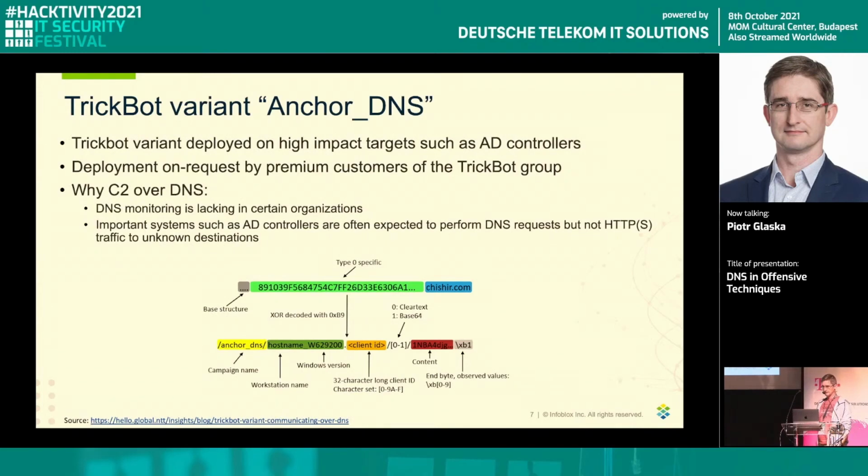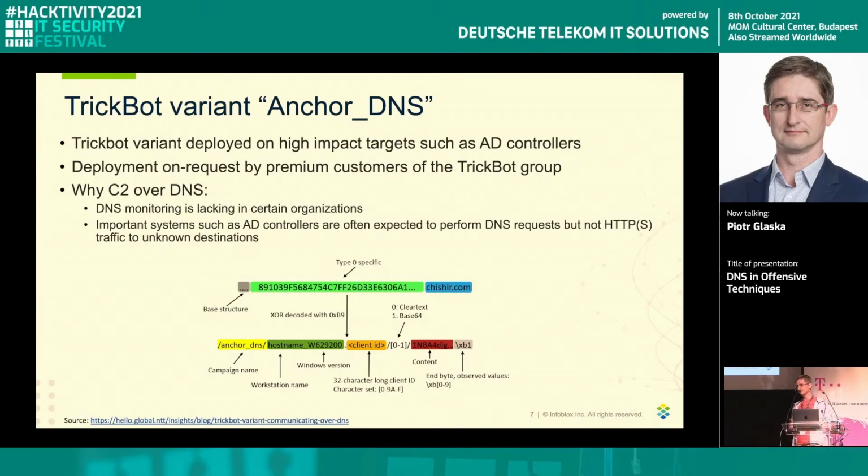Another interesting example is a very popular criminal group, TrickBot, very well known. They have a special version of TrickBot called Encore DNS, which is deployed when they infect some important computers such as an Active Directory controller. Encore DNS, as the name implies, uses C2 over DNS, and the reason is very simple. If they did command and control over HTTPS from an Active Directory controller, then it would be easy to detect. Nobody is, or should be, browsing the internet from the AD controller, right?